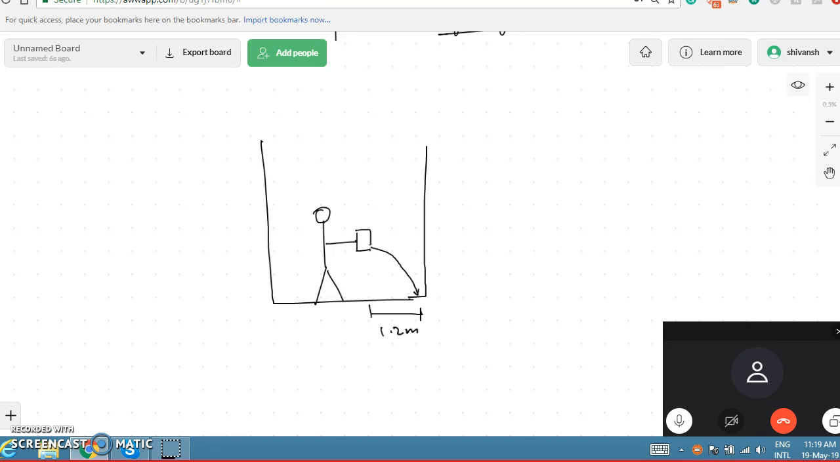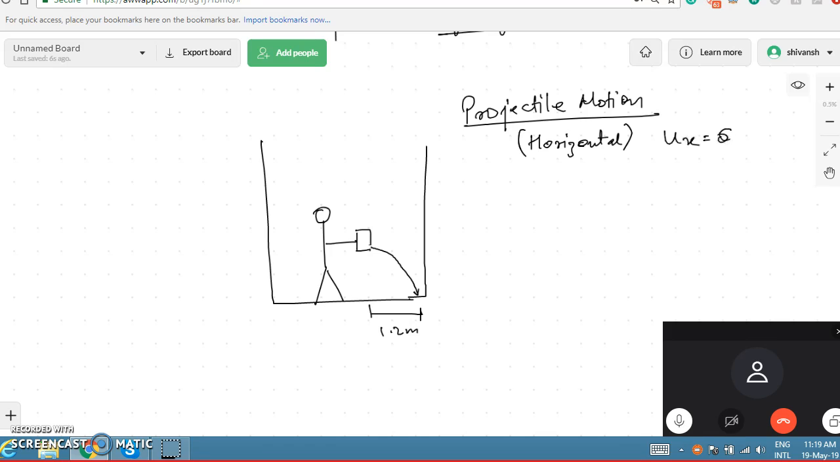Now let's go back to our basics of projectile motion. And what kind of projectile motion are we looking at? Horizontal projectile motion, in which ux is equal to some constant and uy is equal to 0. These are the two given conditions.